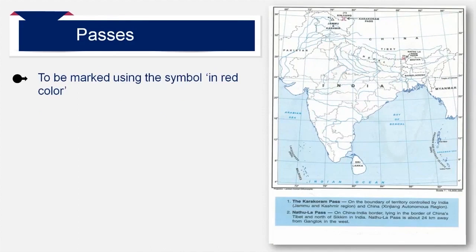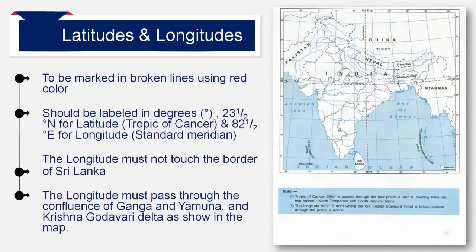The passes, Karakoram and Nathula, should be shown using the symbol shown in the map in red. Nathula Pass is shown on the right side of Sikkim in an inclined manner. Latitude 23.5° north and longitude 82.5° east should be drawn in broken lines in red. Latitude 23.5° north should pass through the 3 points as shown in the map.